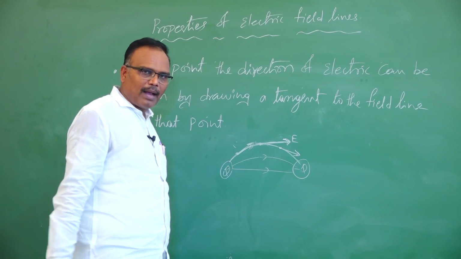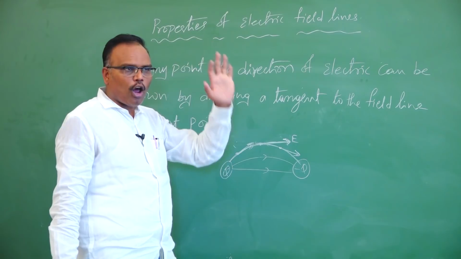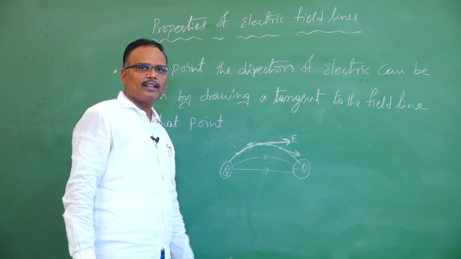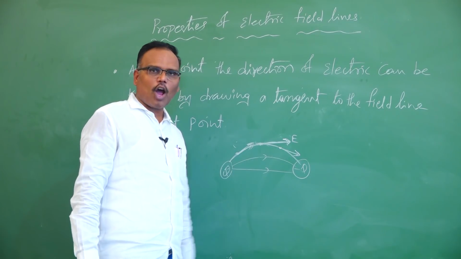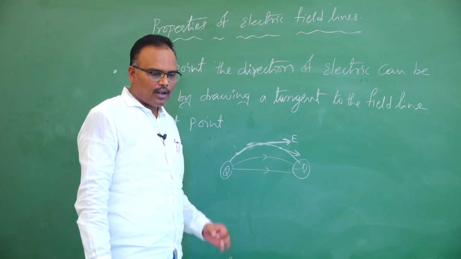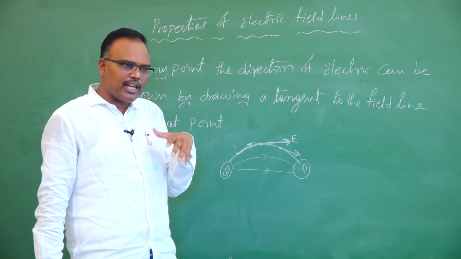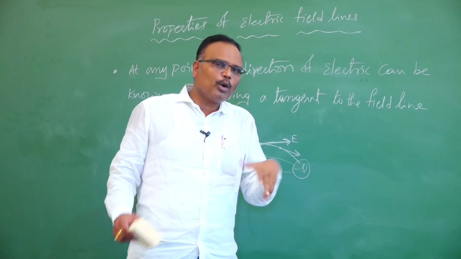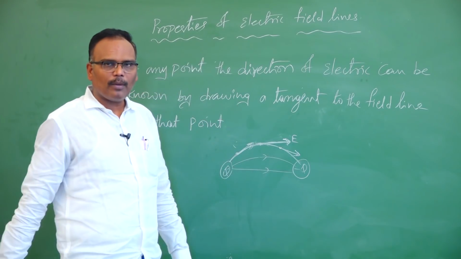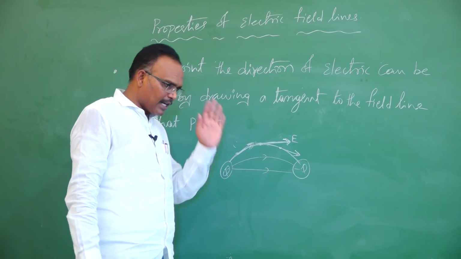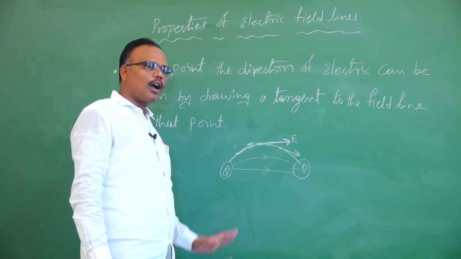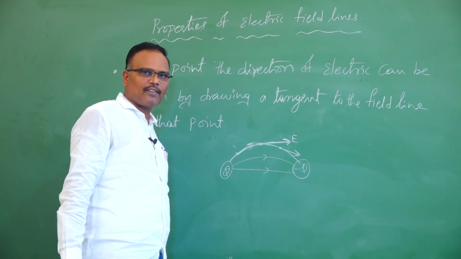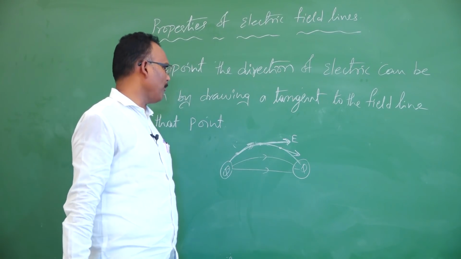In some cases the magnitude of electric field at all points will be the same, but the direction will be different. Then also we will say it is a non-uniform field. Non-uniform field means magnitude may differ or direction may differ or both may differ. Uniform electric field means magnitude and direction at all points should be the same. Then only we will say the electric field is uniform.